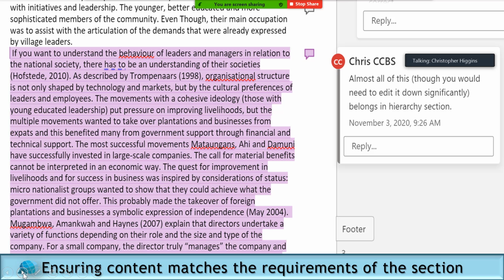Magamba, Amanko, and Haynes explain that directors undertake a variety of functions depending on their role and size or type of the company. For a small company, the director truly manages the company. So there's a lot going on there in that sentence.